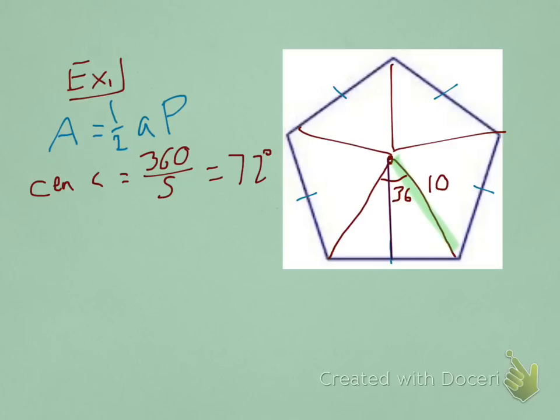Now what do I need? I need 2 different sides here. I need A and P. I'm going to use my trig functions to find both. So first let's find A. And how do we do that? We have, well, you know what?